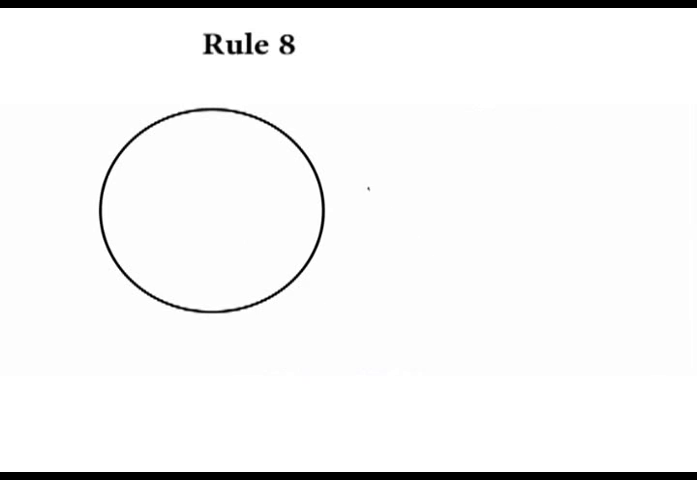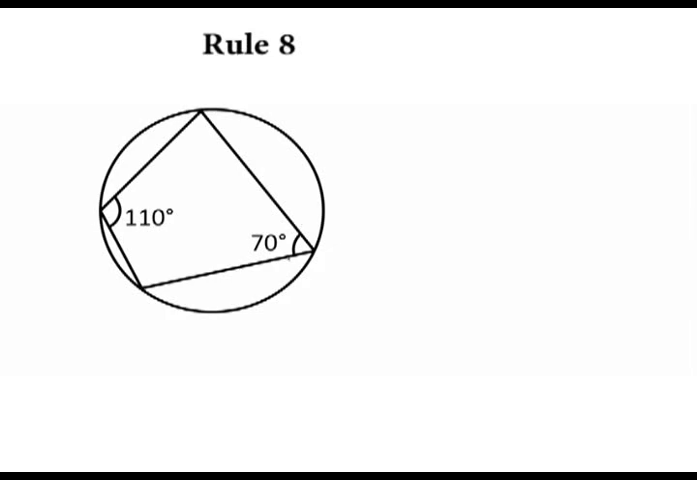Rule number 8. This deals with a cyclic quadrilateral, a four-sided shape circumscribed by a circle. All the four vertices must touch the circumference. The rule is, the opposite angles of this cyclic quadrilateral are supplementary, that is, they add up to 180 degrees. So if I told you that this angle is 110, you would work out this angle here. It is 70 degrees. Or if I told you that this angle is 85 degrees, you could work out the bottom angle. Because you know it is the opposite angle, it must be 95 degrees.